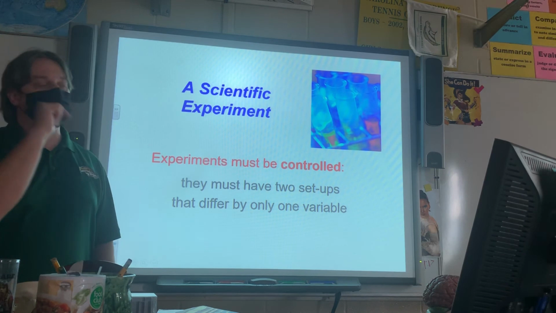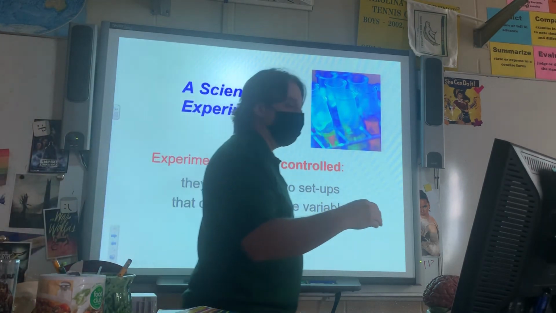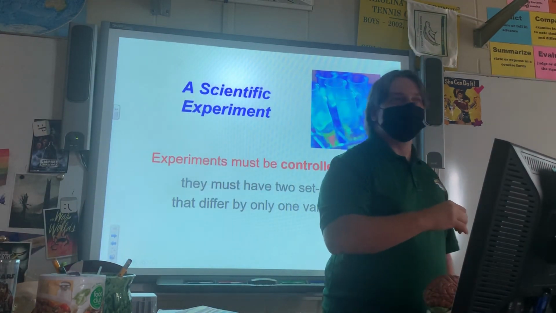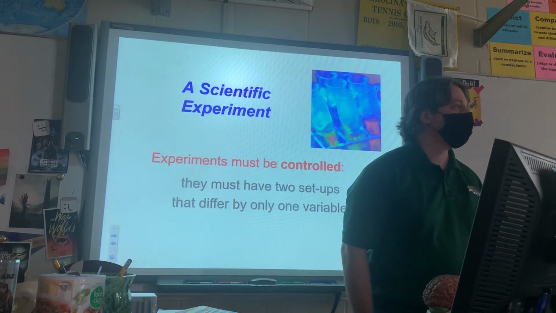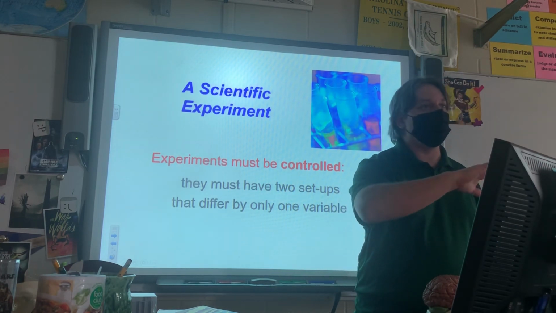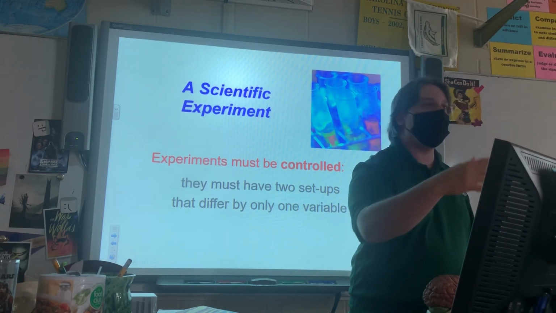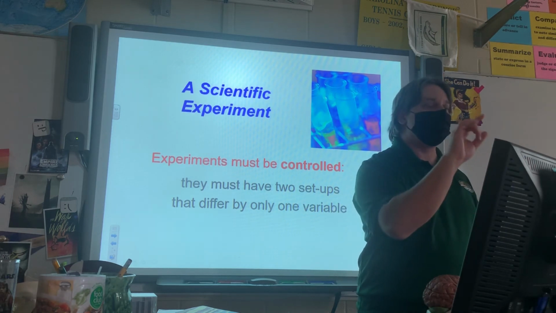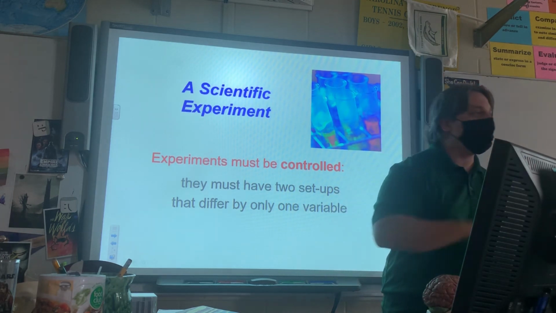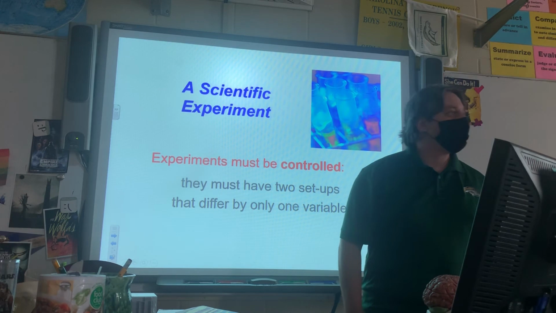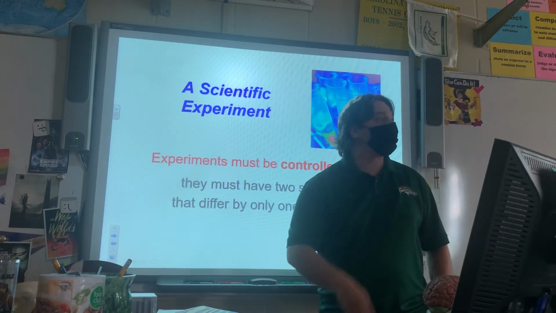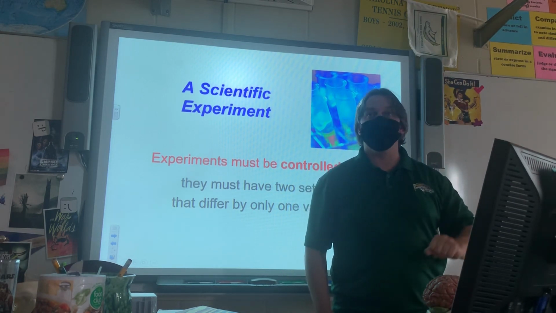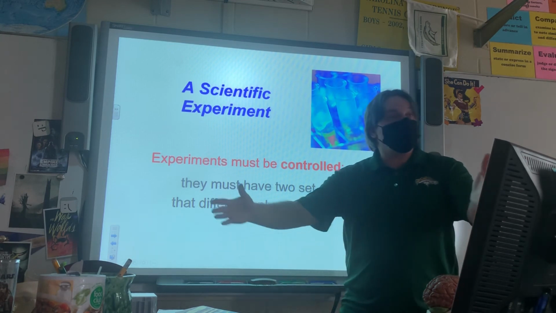So let's go back to my hypothesis. If you jump off the roof, then you will fly. So I need two people on the roof. About the same size, about the same weight, about the same age, everything about the same, except I'm going to tell one person to jump and the other person to stay still. So that's a controlled experiment.